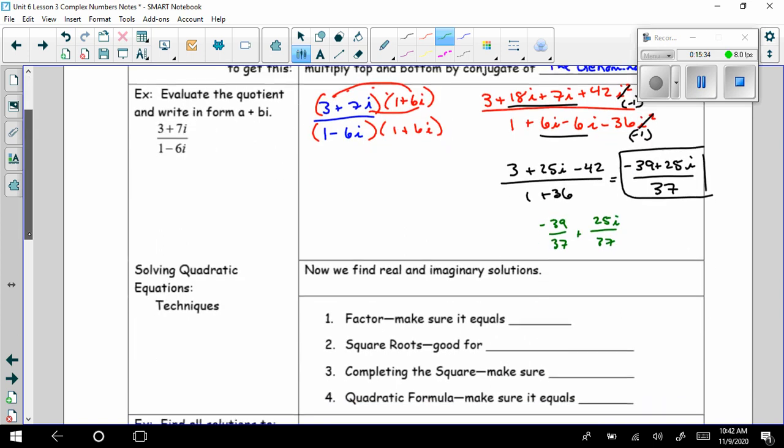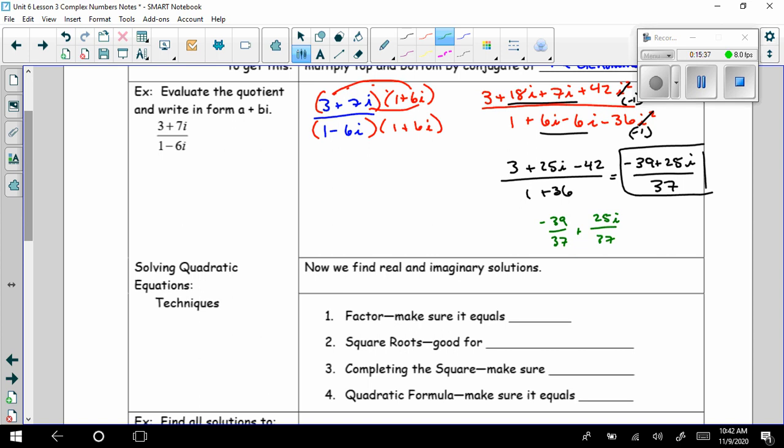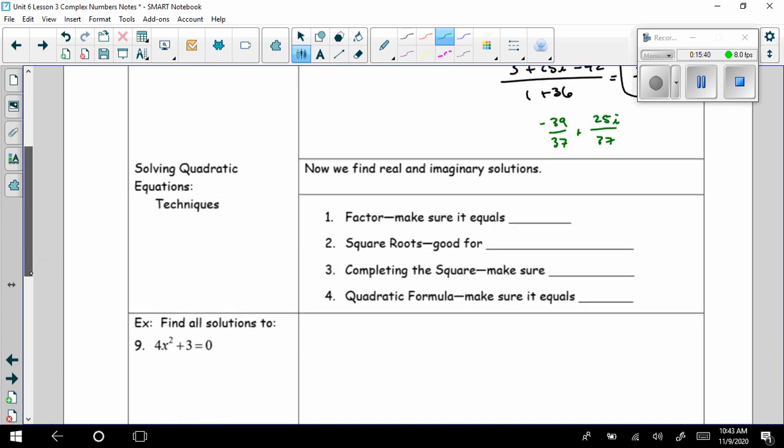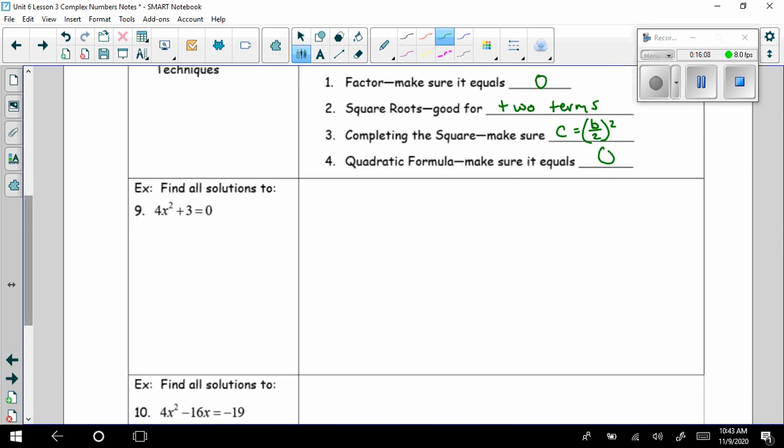Okay, so keep in mind, now that we have real and imaginary solutions, we can solve a quadratic without just writing no real solution. So factor, make sure it equals 0. Square roots are good for 2 terms if you can just take the square root of both sides. Completing the square, make sure that you have c, your formula c is equal to b over 2 squared, and adding that to both sides. And then if you're using quadratic formula, make sure it equals 0. So all of the same methods of solving, but just keep in mind now you can have negative answers.